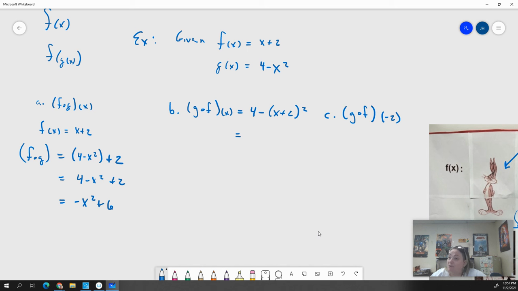So x plus 2 squared, we can solve it out if you want, but really, I could just tell you it's 4 minus... it's like saying x plus 2 times x plus 2, right? And I can FOIL that out, and I would wind up with 4 minus x squared plus 4x plus 4.